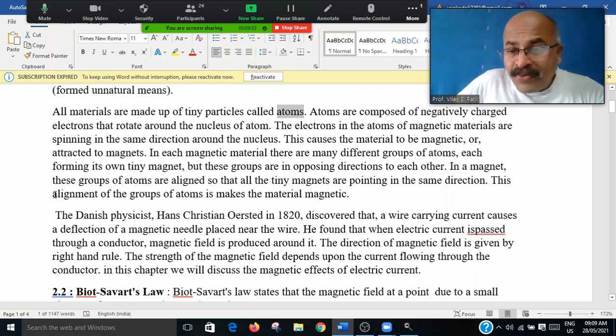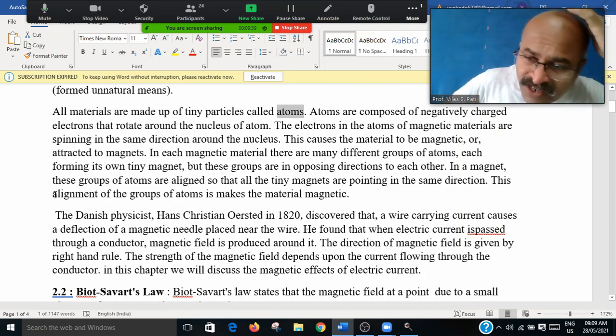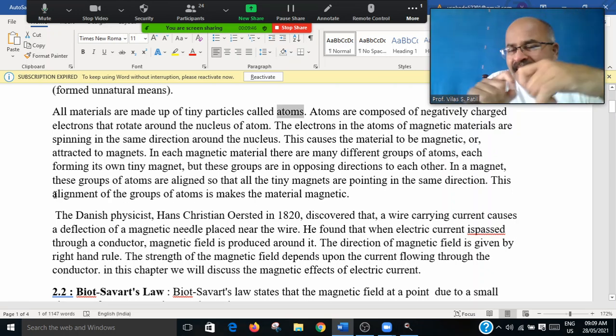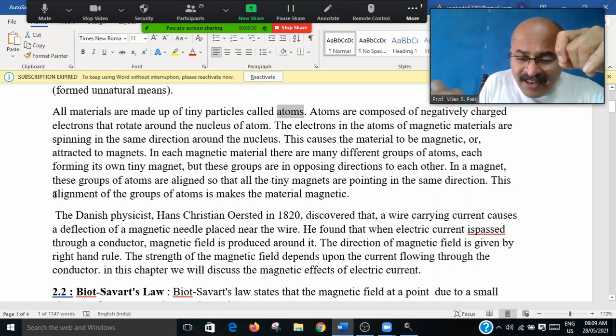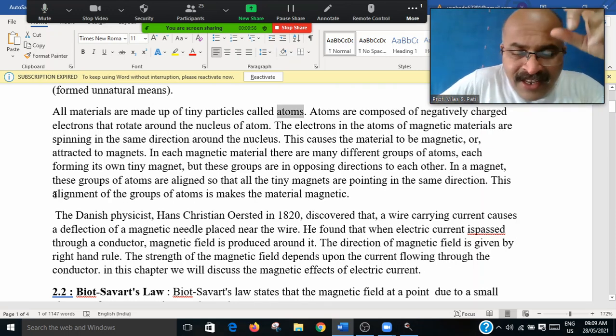This was first shown by the Danish physicist Oersted in 1820. He discovered that a wire carrying current, consider there is a coil carrying the current, causes the deflection of a magnetic needle. It means that it can induce a magnetic field.